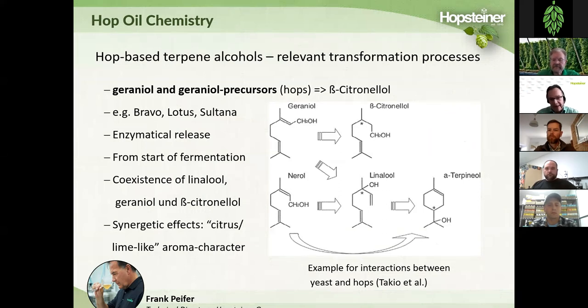If you do a hop addition very late, when the yeast is, let me say, settled down or has done its job, the enzymatic potential is not there anymore, or when it's at very cold temperatures as well, then you see that the biotransformation does not behave very well. And that has a very big influence. You can test it in your brewery. It has a very big influence on the appearance of the aroma.